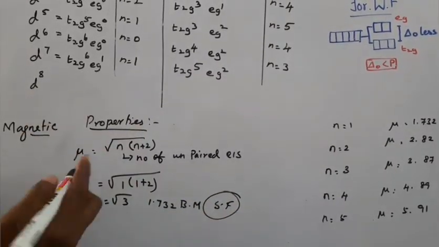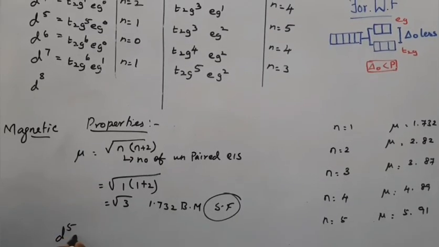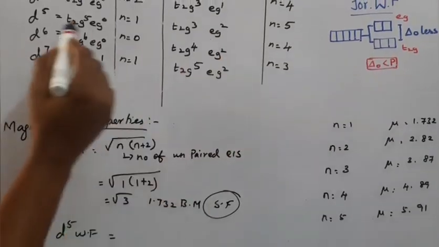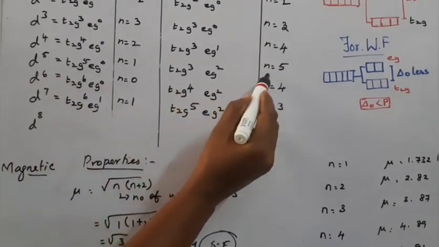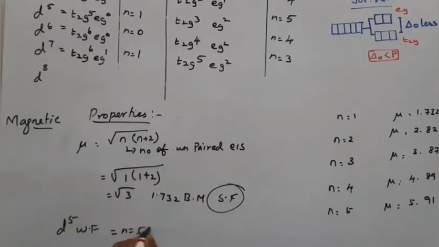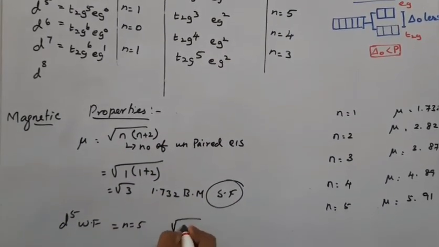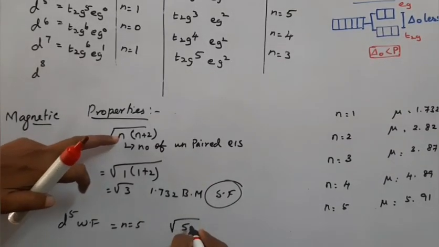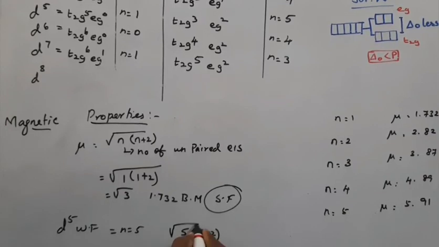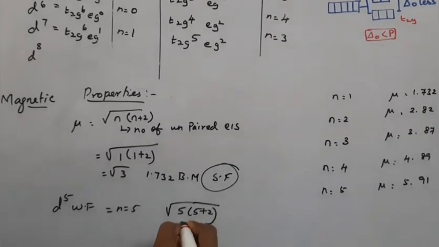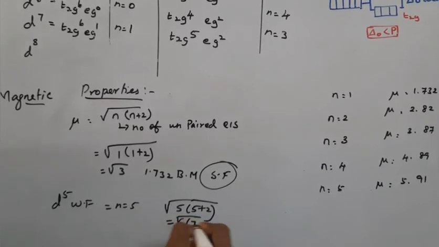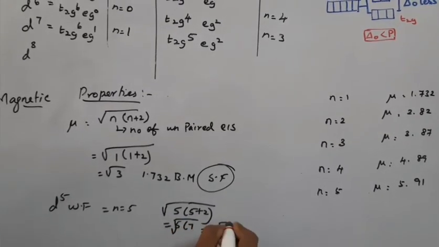Suppose the same D5 configurations for weak field ligand. For weak field ligand, the n value would be 5. Okay, n equals 5. How do you write for n means 5 unpaired electrons, 5 into 5 plus 2, bracket closed. So that is root of 5 into 7, that is root 35.